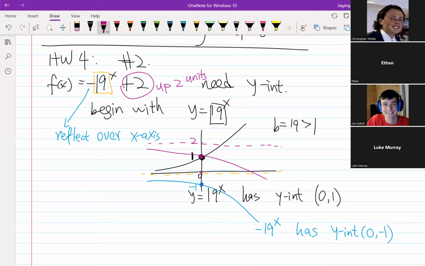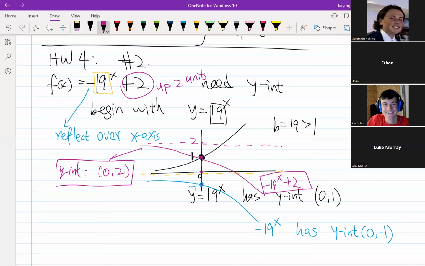And if we draw the final graph, it looks probably something like this. So that's -19 to the x +2. And from there, by just quickly sketching, we can figure out the y-intercept. It's going to be at 0, 2, right? Now, we don't just want to sketch the graph. We just want to know, what is the y-intercept? Not through transformations, but just looking at it.